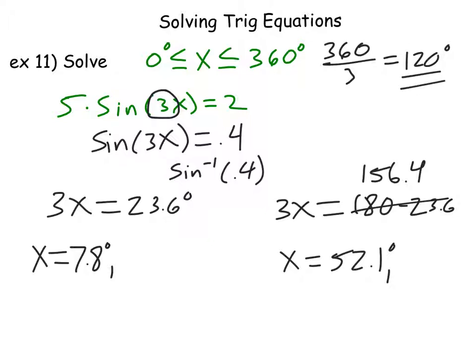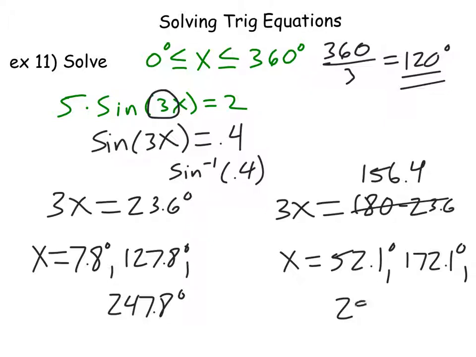However, we can add 120 to get more. 127.8 is less than 360, and so is 247.8. Bump over to our second set. How about 172.1? We'll take that. And then how about 292.1? Okay? Giving us 6 solutions total.